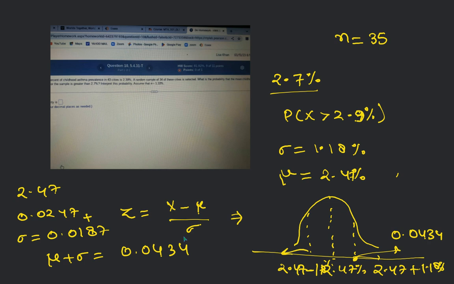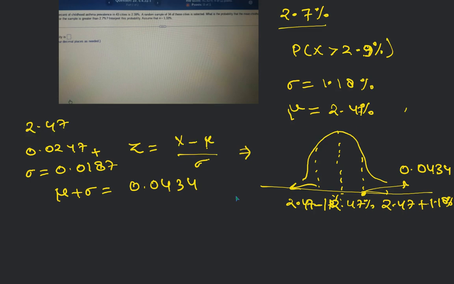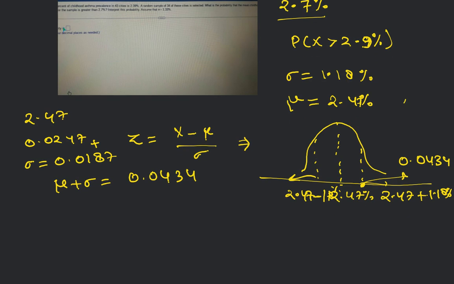If you subtract, let me do it. So it's 0.247 minus 0.0187. Okay, I got the way. So in order to find the Z, so Z will be equal to, we are writing here 2.9 minus 2.47. Please let me know if I am writing any of these values incorrectly.